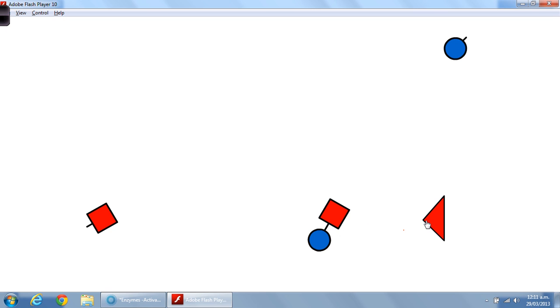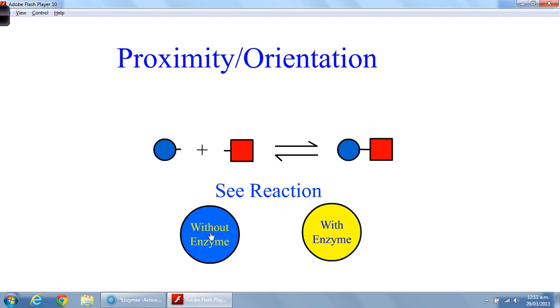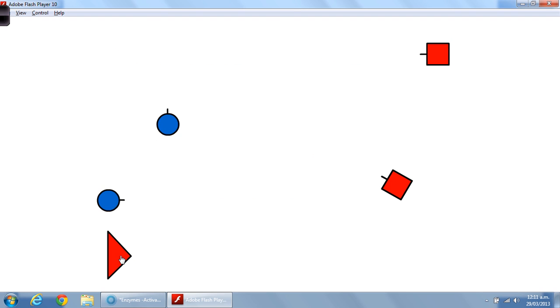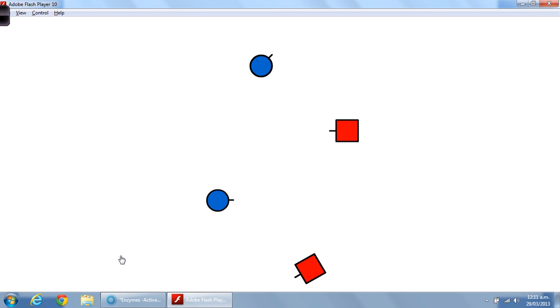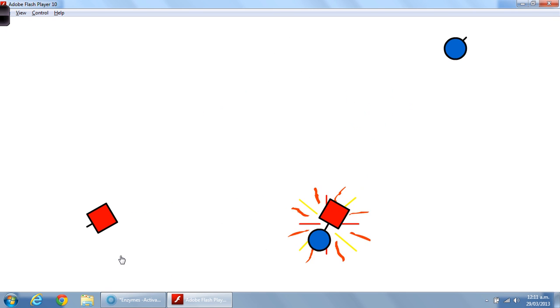Now what you can see is that normally, without an enzyme, the reactants will essentially be moving, and this is what we call collision theory. And when two of the reactants collide with enough energy and with the correct orientation, a collision will be successful and product will be formed. So here that first collision didn't quite have enough energy or didn't quite have the correct orientation.